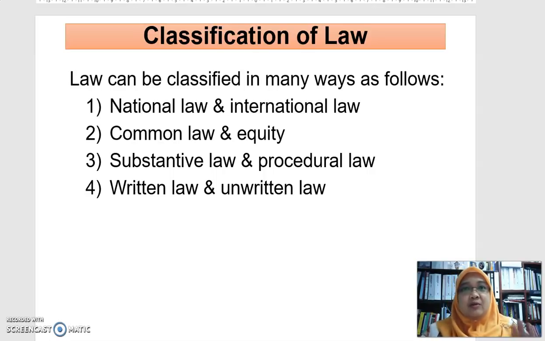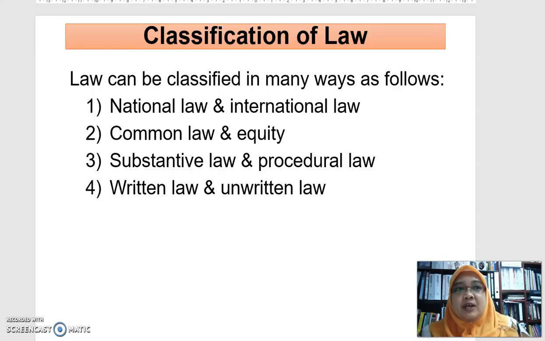We can classify our law into 4 categories. The first one is national law and international law. Second one is common law and equity. Third one is substantive law and procedural law. And the last one is written law and unwritten law. Okay, what is classification of law? These are the 4 main classifications of law.